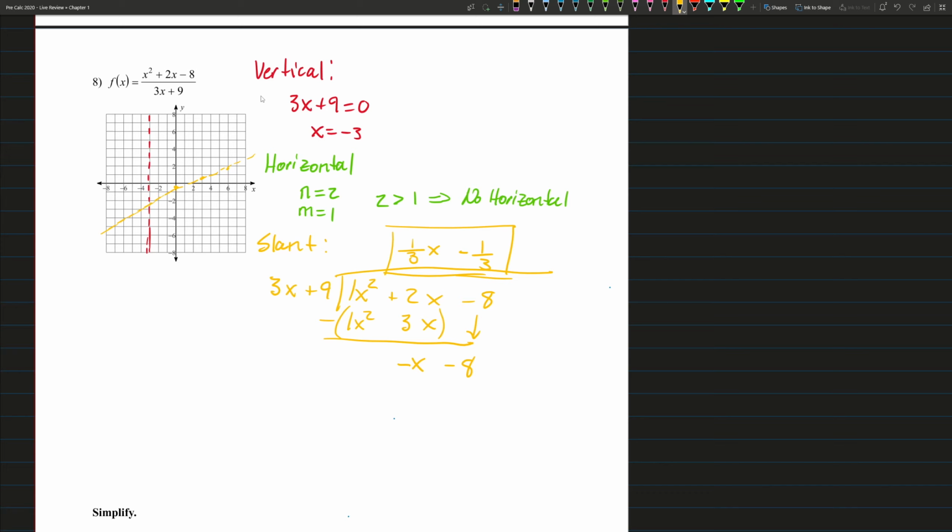Okay. Now this is a little bit harder because we have to check to the left and to the right, and we have to see if the value we get is above or below our slant. Right, so we'll do the first one in blue. So let's test to the left. Let's test negative 4. So we get negative 4 squared plus 2 times negative 4 minus 8 over 3 times negative 4 plus 9. That's going to give us 16 minus 8 minus 8, so that's 0, over negative 12 plus 9. It doesn't matter.